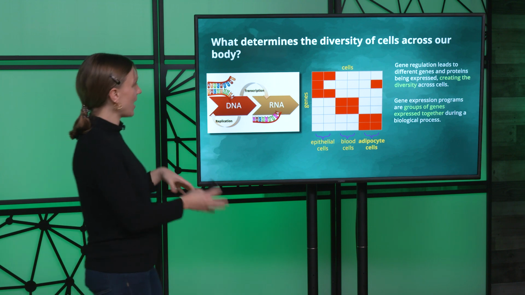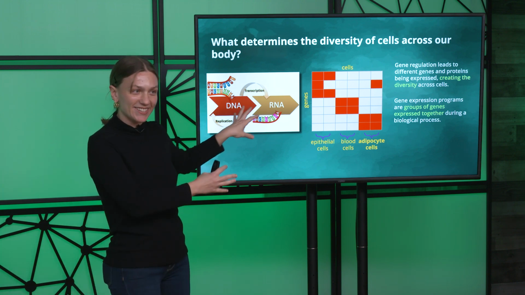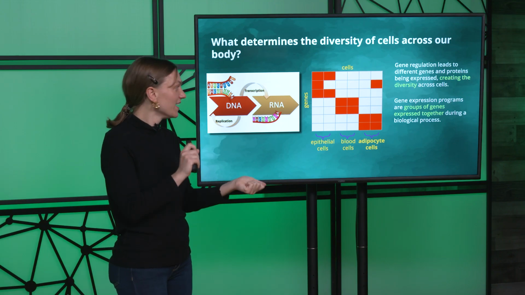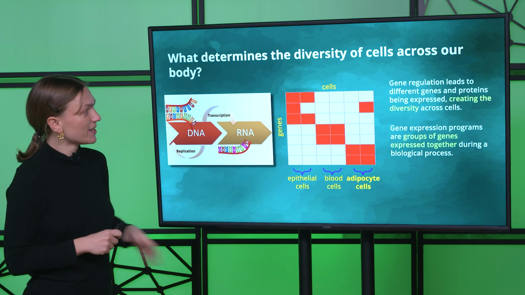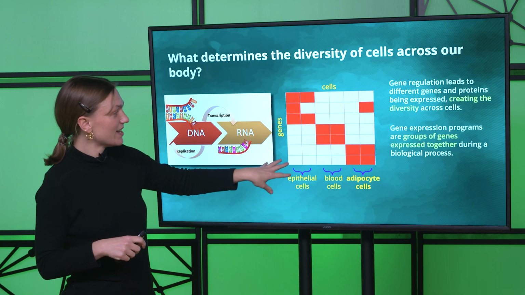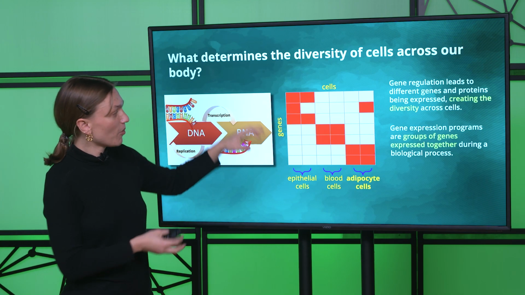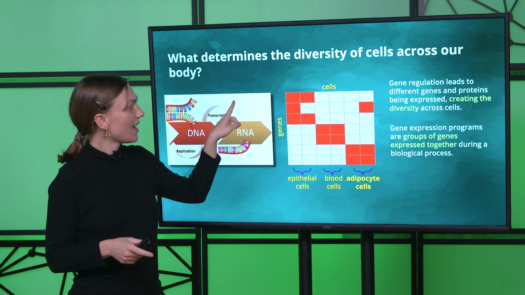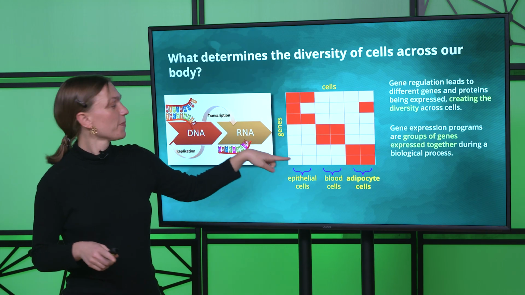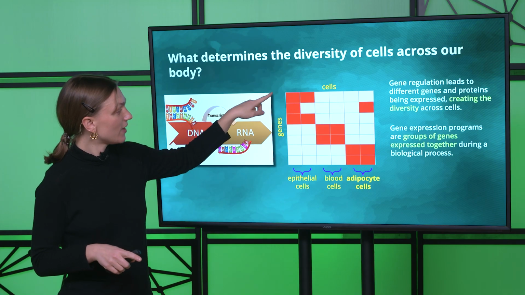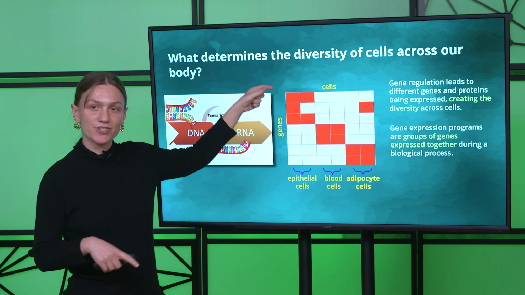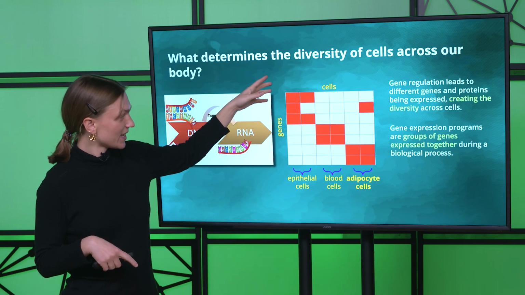Now we've spoken about the genes and gene regulation and how this allows certain genes to be switched on in some cells and others in other cells. Here you can see a schematic of this. This is an illustration of what we call an expression matrix, where every row is a different gene and every column is a different cell. The red boxes represent when a gene is switched on or is active in a particular cell.